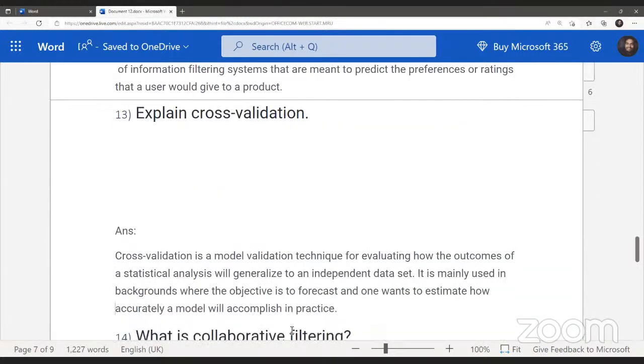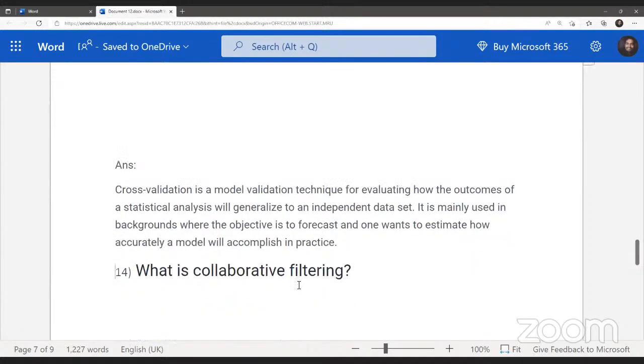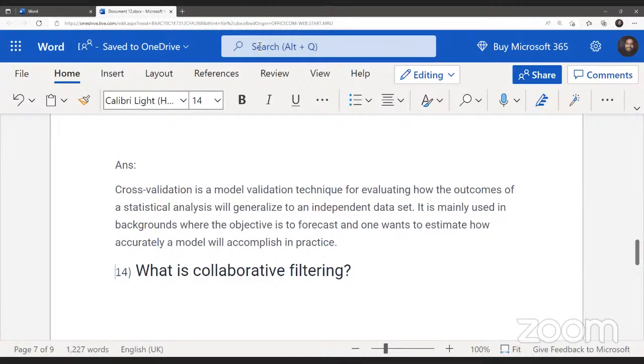Cross validation is a model validation technique which is used for evaluating how the outcomes of a statistical analysis will generalize to an independent data set. This is mainly used in backgrounds where the objective is to forecast and one wants to estimate how accurate a model is. So as we jump into the next one, what is collaborative filtering?